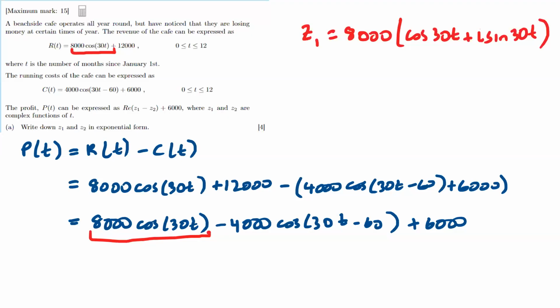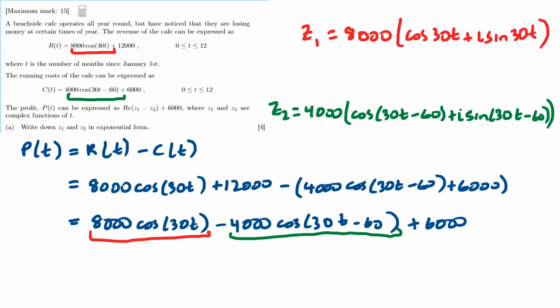So now we'll identify the second part of this equation down here, and underlining that, that's exactly the same as the cost function. We notice it's got a coefficient of 4,000. So we're looking at a complex number with a modulus of 4,000. It's got an argument of 30t minus 60. This is our complex number Z2.